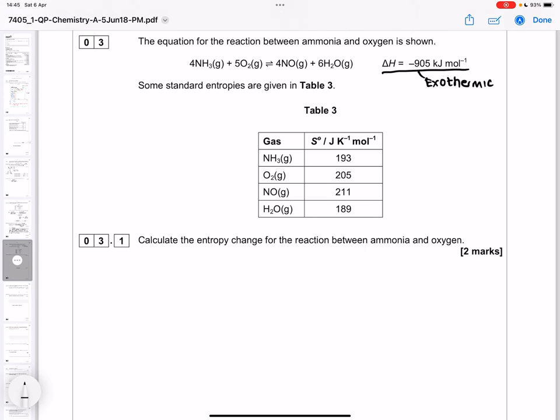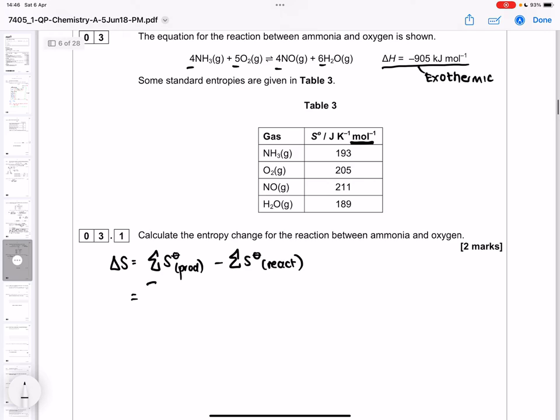We're being asked to calculate the entropy change. And the entropy change is the sum of the entropies of the products minus the sum of the entropies of the reactants. And bearing in mind that these are per mole quantities, so we will need to take account of these molar quantities in the equation. So we're going to start with the products. We've got 4 lots of 211 and 6 lots of 189.